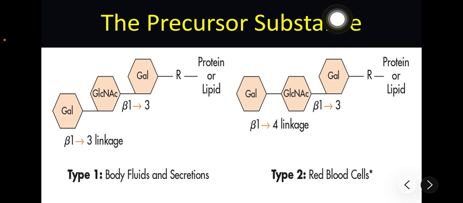So the takeaways for this image: type 1 precursor is found in the secretions, saliva, as well as body fluids, while type 2 precursor is found on the red blood cells and is responsible for ABO antigen formation. The glycosidic linkage determines whether a precursor functions in the body fluids or on the RBCs. Please take note that both precursors must be modified by the enzymes, or the glycosyl transferases, to express the ABO antigens.